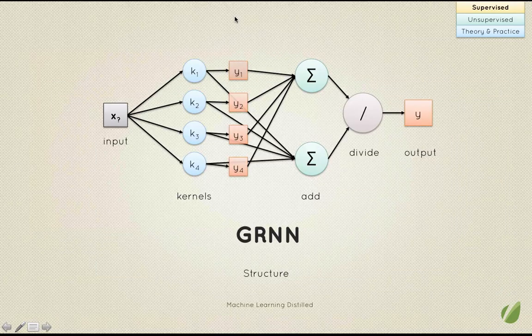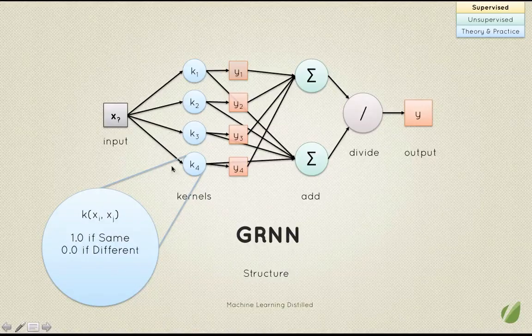This is what the structure of a GRNN looks like. We start with our unknown input vector x, question mark. It gets sent to each of these kernels. What these are going to do is compute the similarity between the input vector and each training instance. The result of that similarity will be a number, 1 if they're exactly the same, and 0 if they're very, very different. So within each of these little k's is this kernel function that accepts x sub i and x sub j, so just two input vectors.